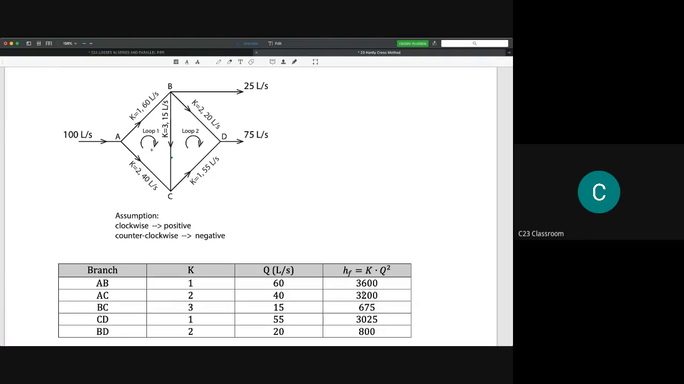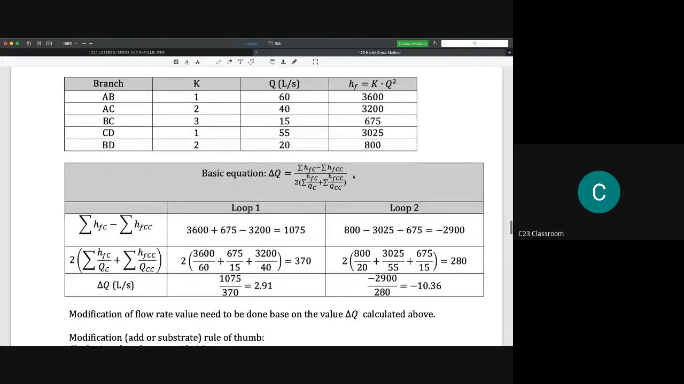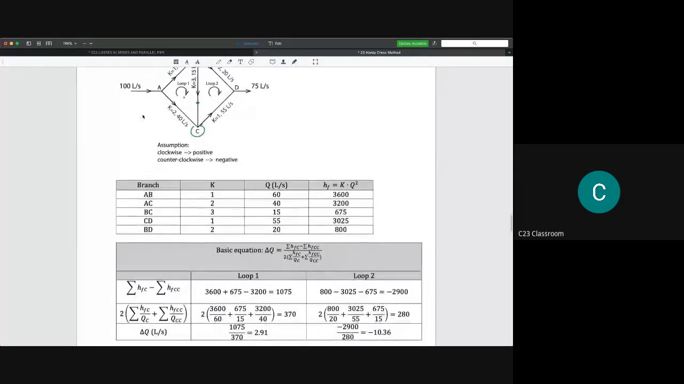After you calculate all of this, we calculate using the delta Q equation. This is the equation of delta Q: sigma HFC minus sigma HFCC, divided by 2 times a bracket of sigma HFC over QC, HFC over QC. Because we have two loops, you need to differentiate the two loops. We start with loop number 1. I will scroll down a little bit; I hope you could see this.